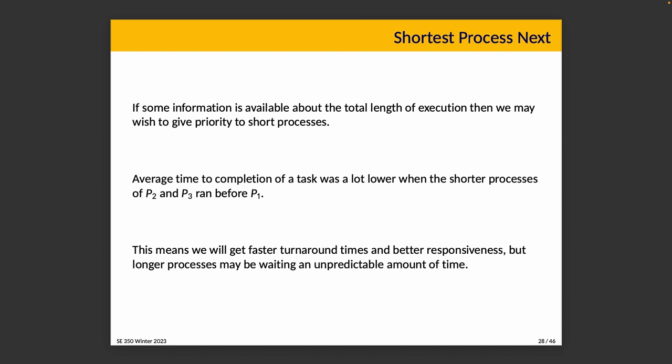Okay, if some information is available about the total length of execution, then we may wish to give priority to short processes. And we touched on that a little bit when I talked about how the old batch systems worked, where you were asked to give an estimate for things. But the goal here is to reduce the average time to completion of a task, right? The average time to completion is much lower when the shorter processes P2 and P3 run before P1. This does mean there are faster turnaround times and, you know, better responsiveness from the point of view of the user. The drawback of this is that longer things have to wait an unpredictable amount of time.